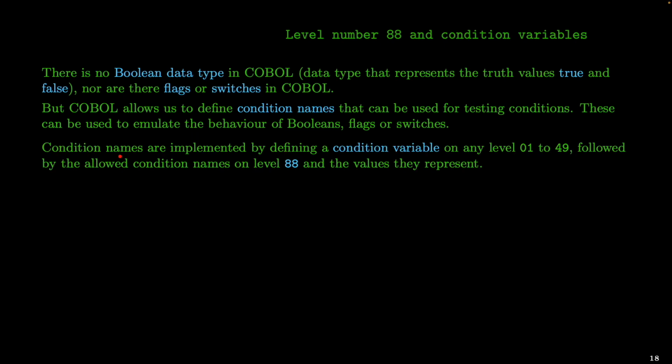And these names, condition names, are implemented by defining a condition variable on any level 0 to 49, so the usual levels for data items, and then followed by condition names on level 88 and the values that these condition names represent.